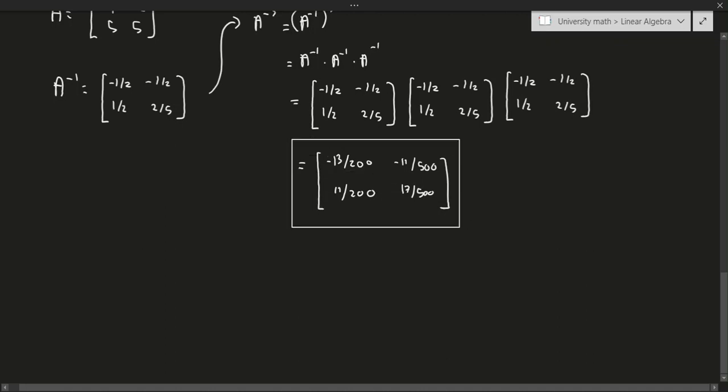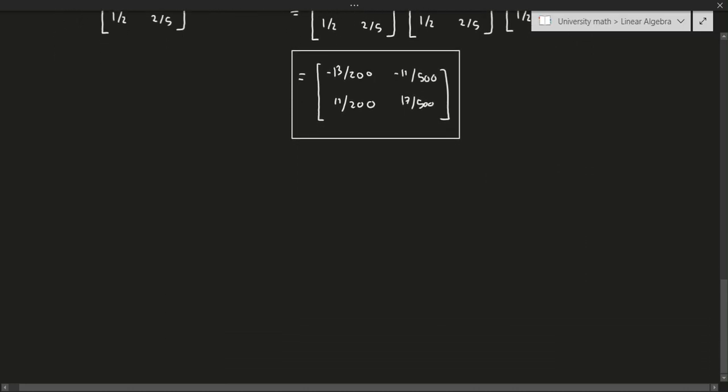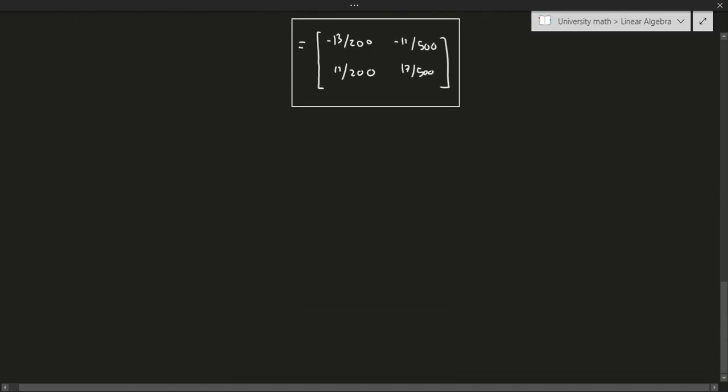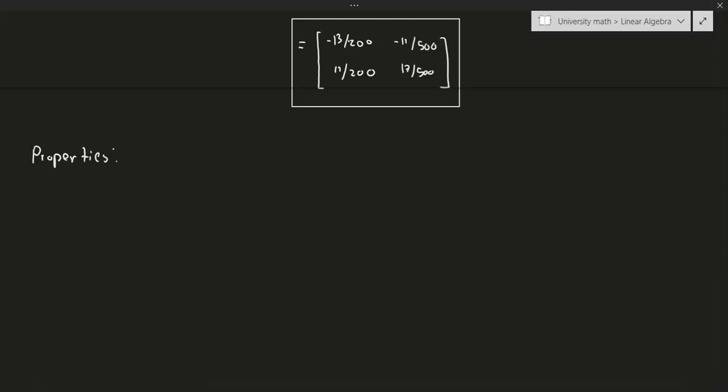Again, nothing too special. We will do more complicated examples in the next video, but I just wanted to get to the point of how to invert an arbitrary matrix, and we will get there eventually. But let's talk about a few more properties first. Here are some properties of invertible matrices. Let's go ahead and write this down, and underline that as well while I'm at it.